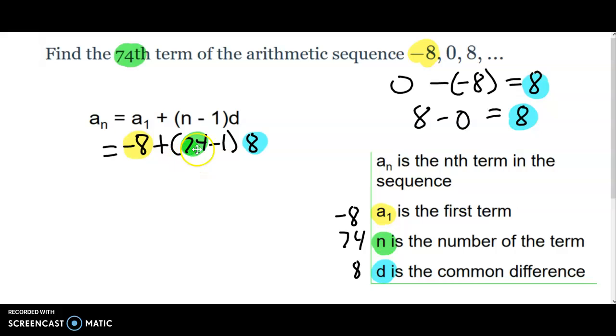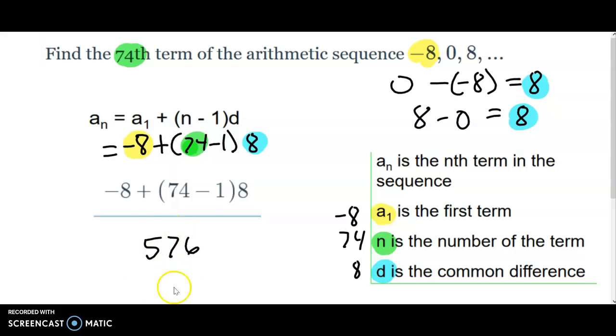Negative 8 plus 74 minus 1 times 8. And our final step is we just type that into the calculator. 74 minus 1 times 8 plus negative 8 gives us 576. And that's it. That is finding the nth term of the sequence.